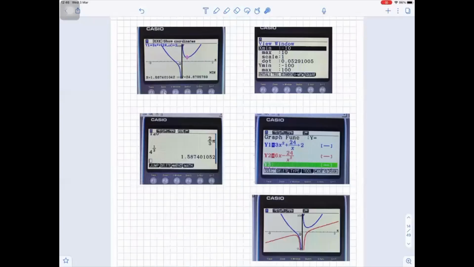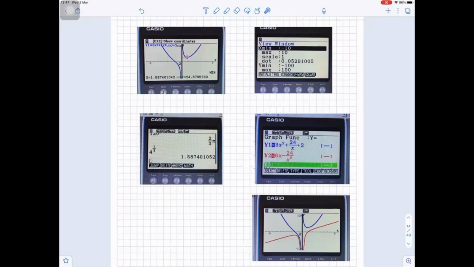So these are graphs which show you the information. And you use this for the window. You go from minus 10 for X up to 10, and for Y, you go from minus 100 to 100, so you can see everything clearly.